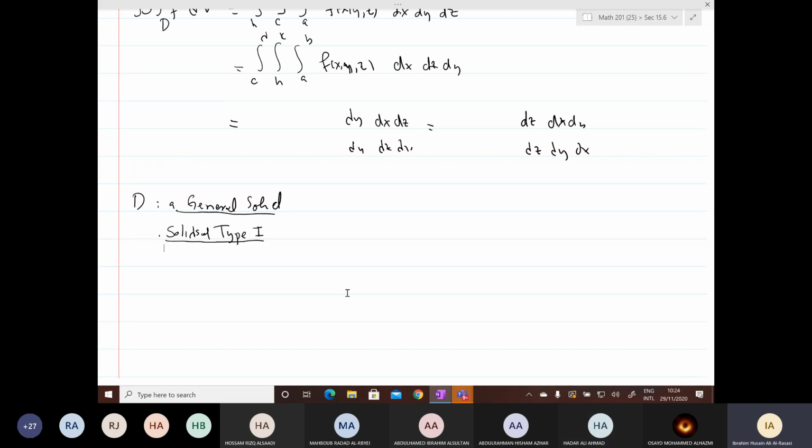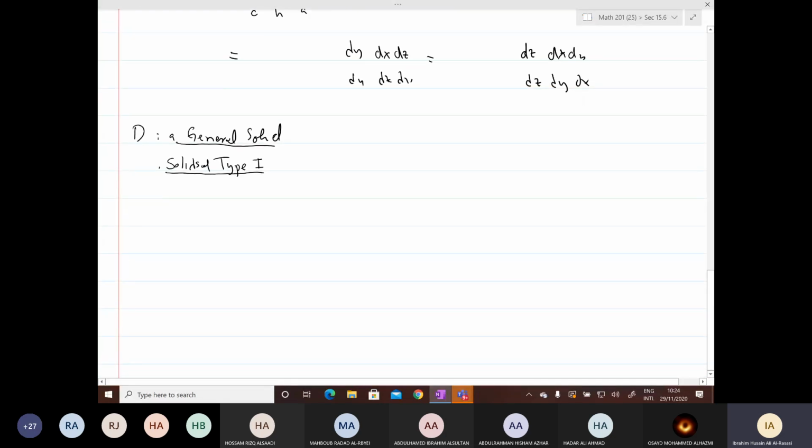For functions of 3 variables, triple integrals, we have 3 types. For regions, double integrals of functions of 2 variables, we have 2: type 1 and type 2. So we start with solids of type 1. Concentrate on solids of type 1. If you understand it, type 2 and type 3 are similar. So what is a solid of type 1?